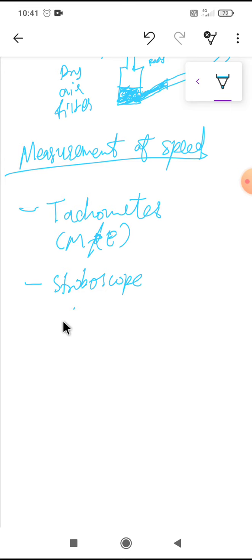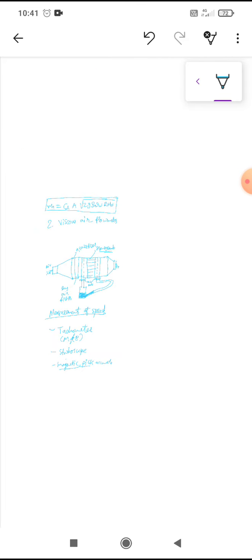So, for accurate and continuous measurement of speed, a magnetic pickup placed near a toothed wheel coupled to the engine shaft can be used. The magnetic pickup will produce a pulse every revolution, and a pulse counter will measure the speed accurately. So this is more accurate. This is the device used for measurement of speed.